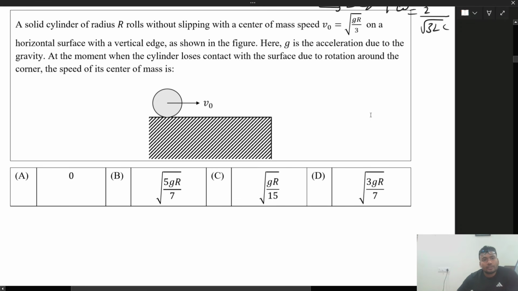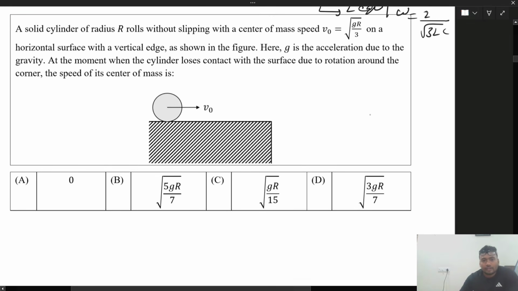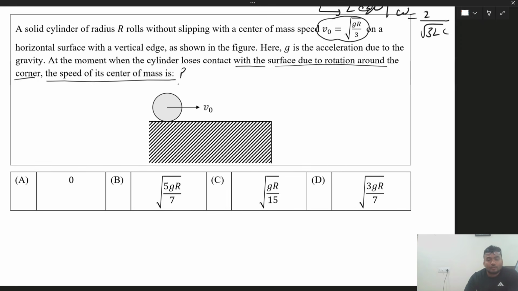Okay, now question number 3. This, beta, is a slightly easy problem. So it is moving with a velocity v naught, and v naught is given to you, beta, here as root gR by 3. It is under pure rolling, without slipping. At the edge it is turning. And as it turns, at the moment when the cylinder loses contact with the surface due to rotation around the corner, the speed of its center of mass is? So you have to find this.